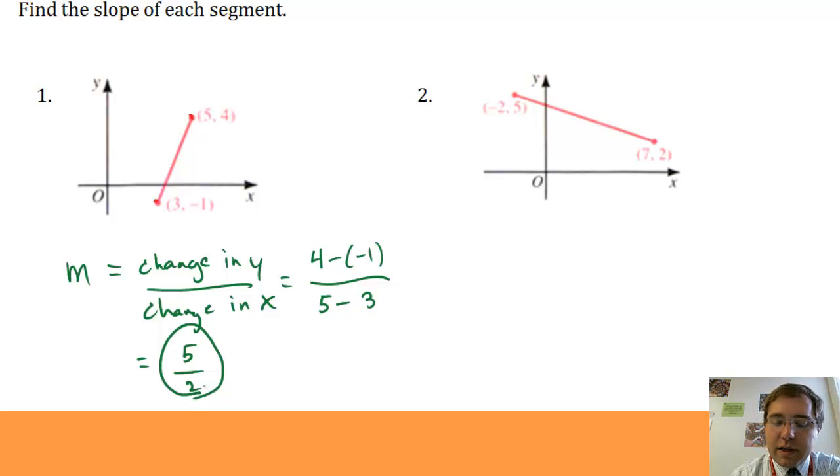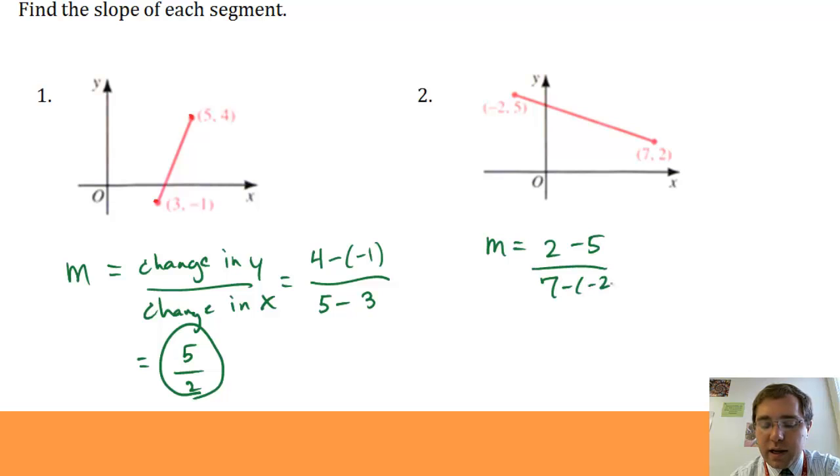On the second one, I've got the point negative 2, 5 and the point 7, 2. So my slope is going to be 2 minus 5 over 7 minus negative 2. 2 minus 5 is negative 3. And 7 minus negative 2 is 7 plus 2, which is 9. So I simplify, and I get negative 1/3.